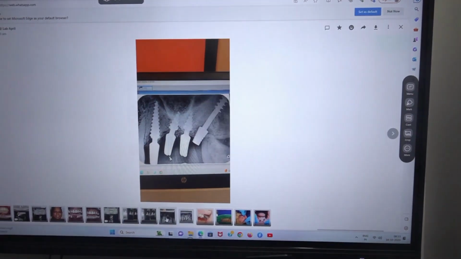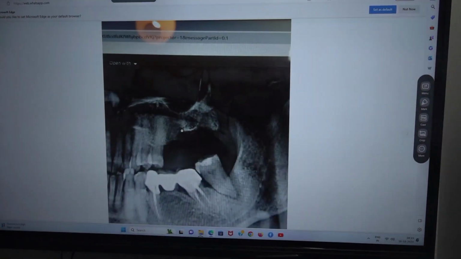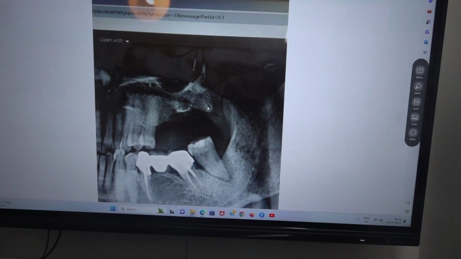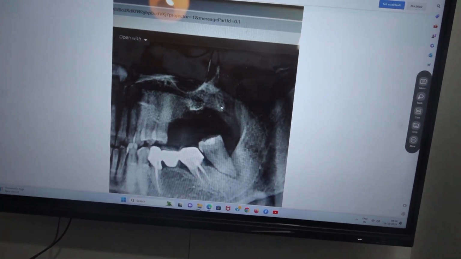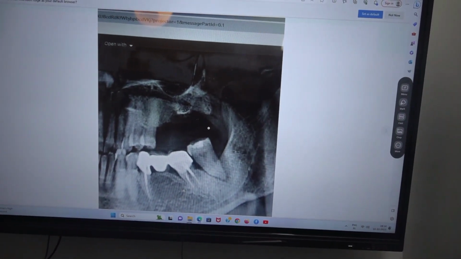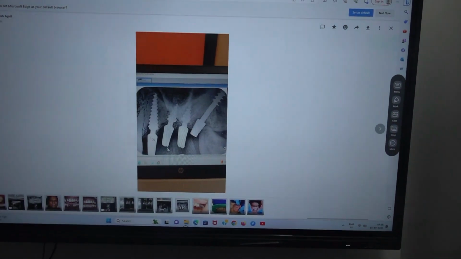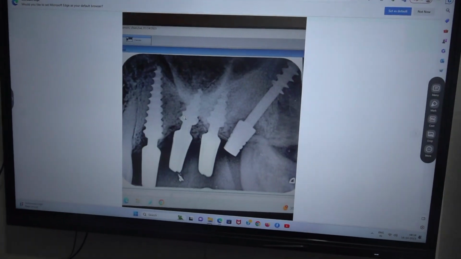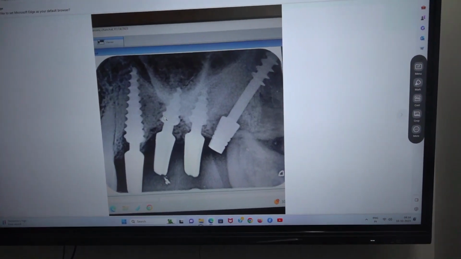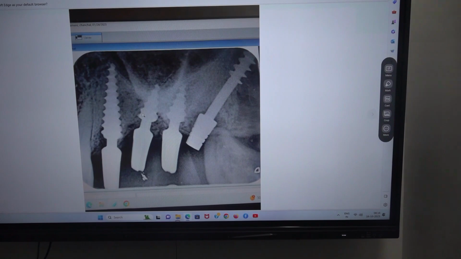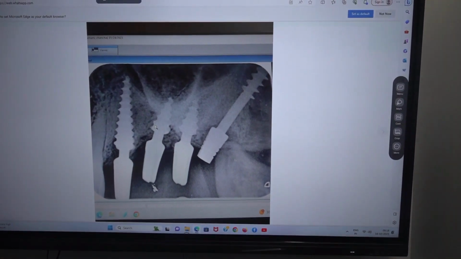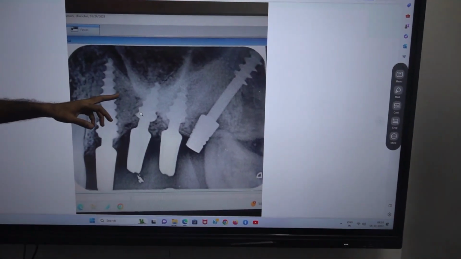And he sent one more X-ray here. Molars missing, 6, 7, 8. Right? So this is the post-op X-ray. The patient was having pain in this region. I don't know exactly which tooth. So what could be the reason here? If you see here, the bone is very cortical.